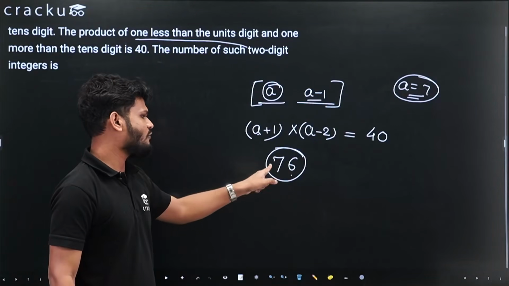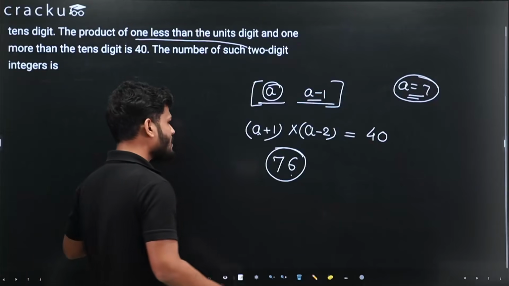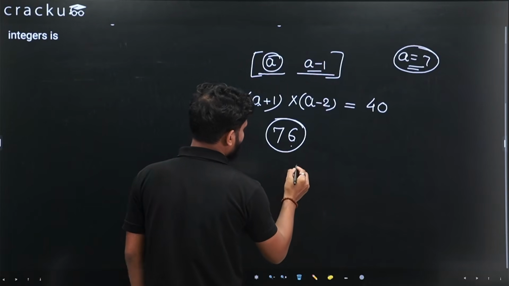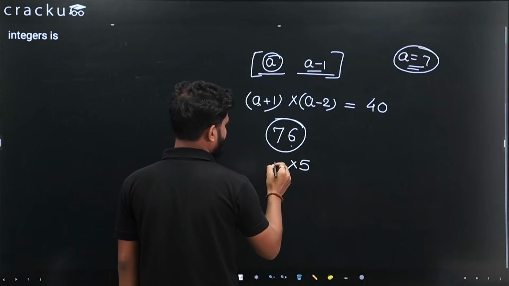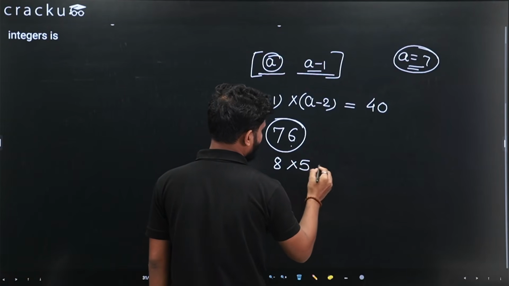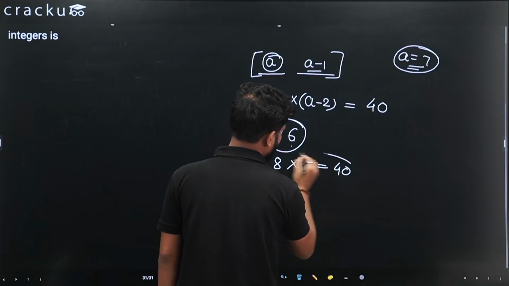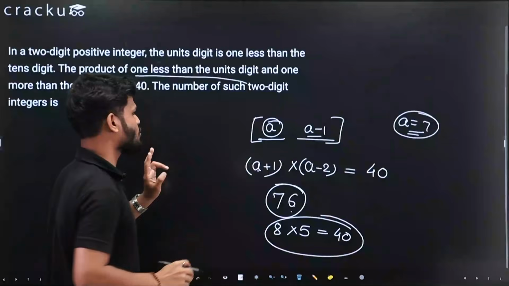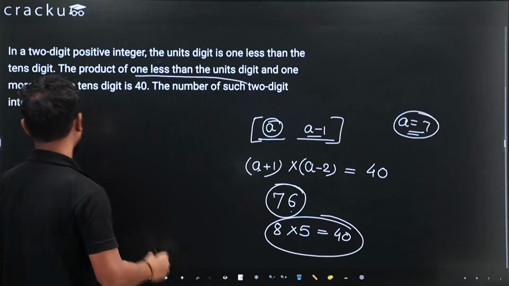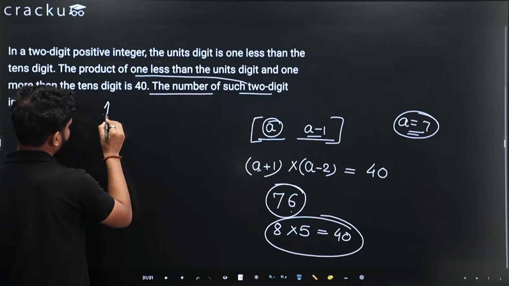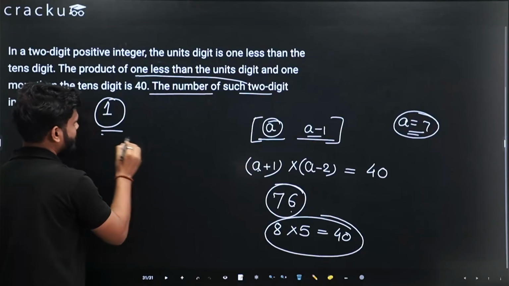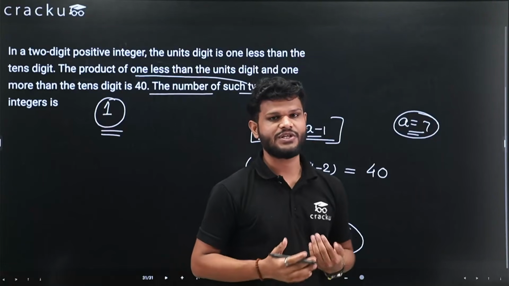Unit digit is 1 less than the tens digit. Also 1 less than the unit digit, so 6 minus 1 is 5. 1 more than the tens digit, which is 8. The product is 40. So there is only one such 2-digit number which satisfies the given condition. So the number of such 2-digit integers is 1. There is only one such number. This is how you solve the question.